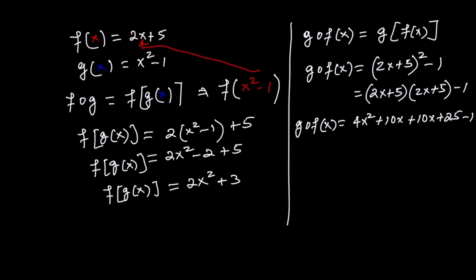Now combine like terms. 10x plus 10x gives 20x. So we have 4x squared plus 20x plus 25. Now subtract 1. That leaves 4x squared plus 20x plus 24. Now let's evaluate a composite function using numbers.